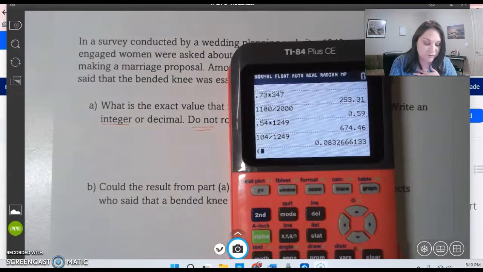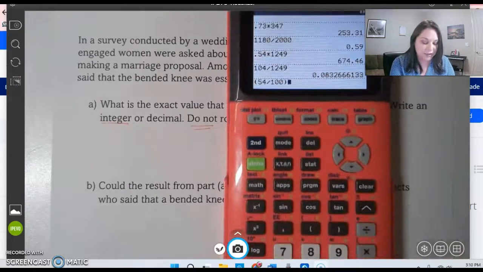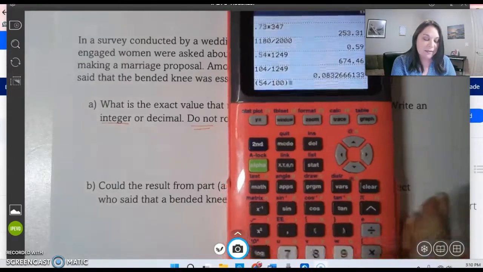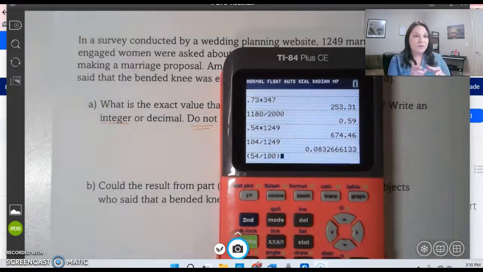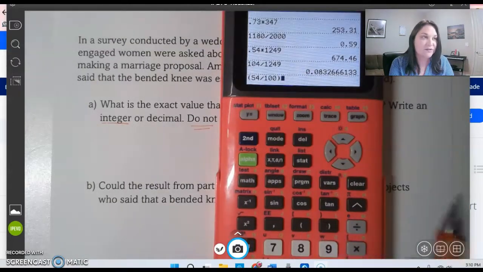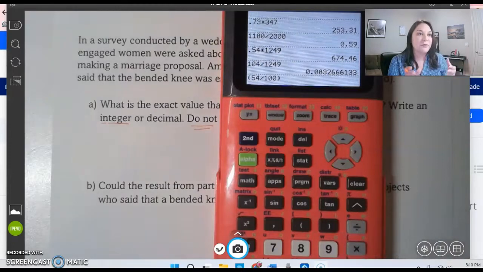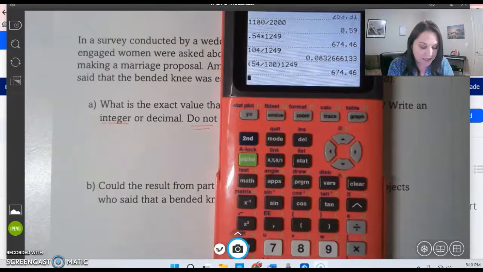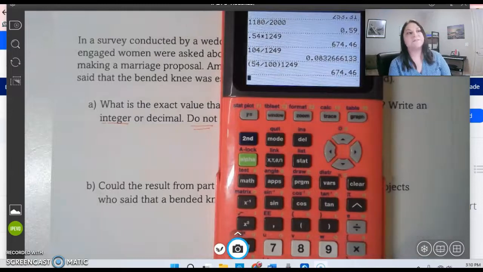If I wanted to use the fraction 54 over 100, I would type 54. I would use the division that creates your fractions, but you have to be careful when you want to work with fractions on your calculator that the entire fraction is in parentheses. So the parentheses I created just by using those buttons there. When you use parentheses in the calculator, you don't have to press the multiplication button. If I just did 54 over 100 in parentheses, and then I just type the 1249, I'll get the same response.